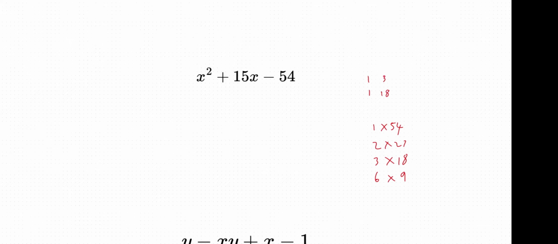And we cross multiply. So this is the only time that it will work, when we are able to get the middle term. So 1 times 3 is 3. 1 times 18 is 18. Now, bear in mind, this is a negative 54.